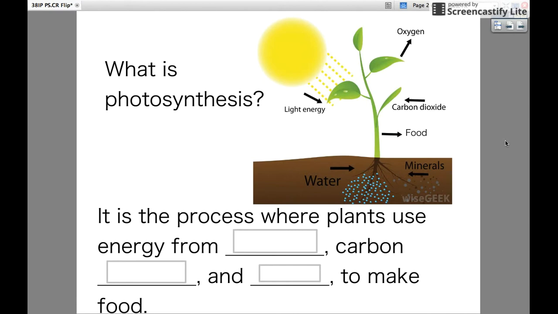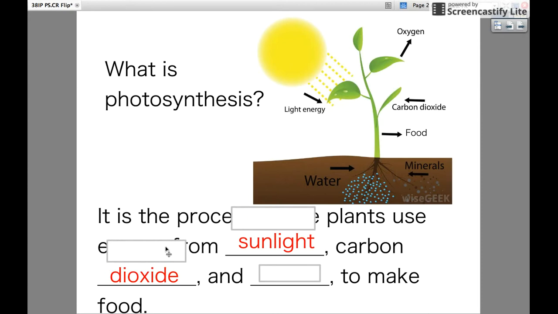But what it is, it is the process where plants use energy from sunlight, carbon dioxide, and water to make food. So in this picture up here, you see the sun's rays are going towards the plant. You see water is going in towards the plant. And you see carbon dioxide is going in towards the plant. And then you get oxygen, which is for us just a really lucky byproduct. And you get food. That's the main point of photosynthesis, is how the plant makes its own food.